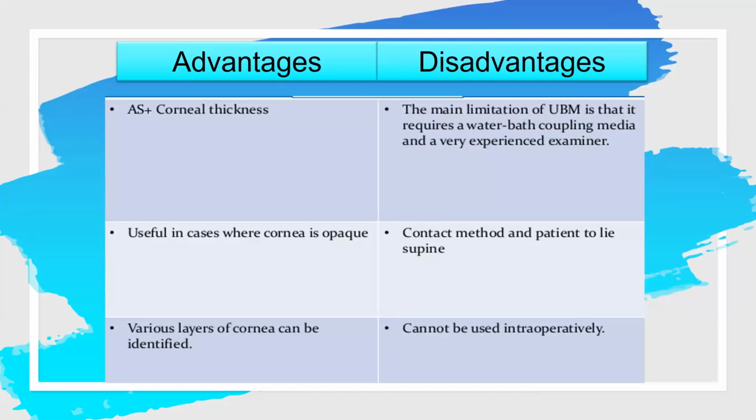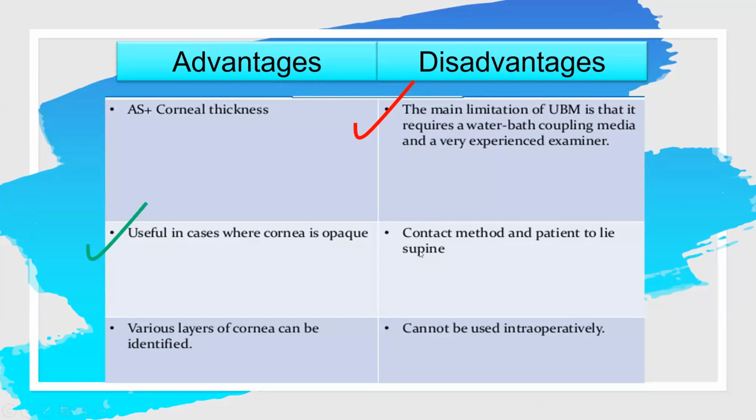So it has the advantage that you can measure the corneal thickness very nicely, but the limitation is you require a water bath, which is a coupling media, and this is actually a cumbersome method, not very comfortable for the patient also, and you need to make the patient lie down. So these are certain disadvantages of this machine.